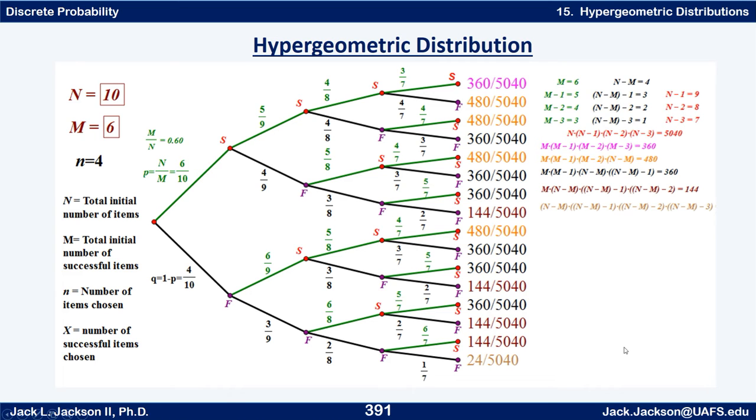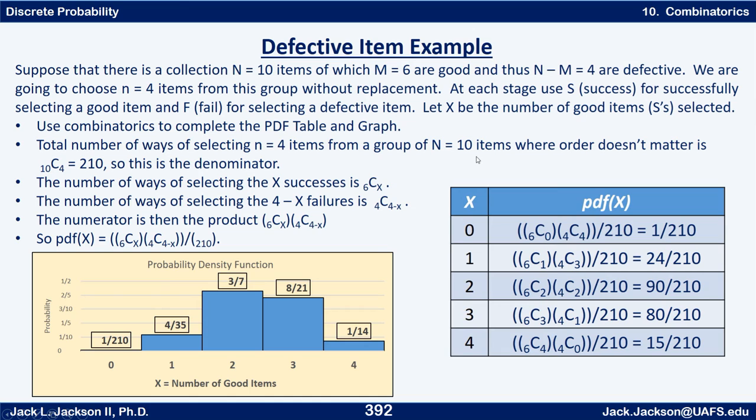Okay, but let's look at another way of figuring this out. And we can use some combinatorics. Okay, again, let's say there are n equals 10 total items to choose from. Now we're going to choose 4 items from those 10, and we don't care about the order, so there are 10 choose 4 equals 210 ways of doing that. So that's the denominator. All of these are going to have 10 choose 4, or 210, as the denominator for these probabilities.